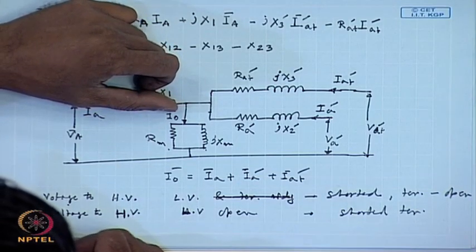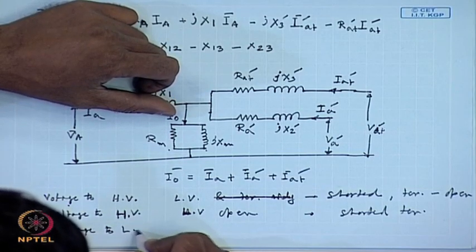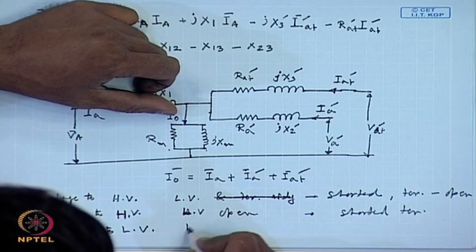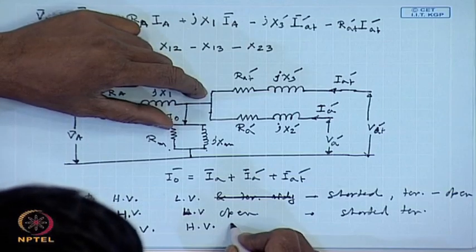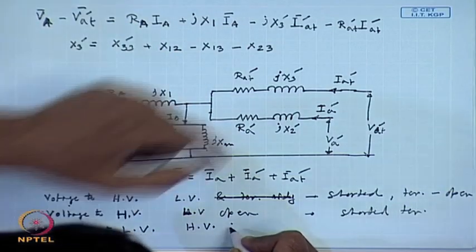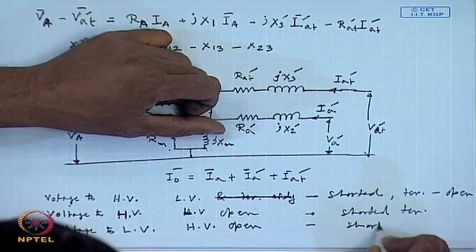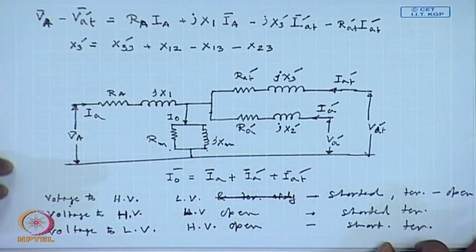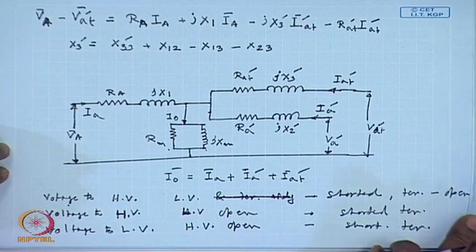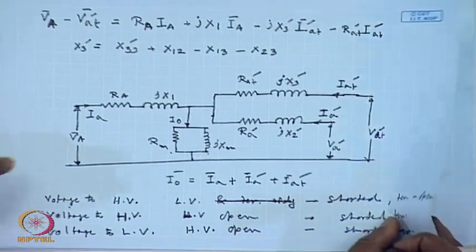Then voltage to LV winding, HV winding is left open and short circuited tertiary winding. From these 3 sets of short circuit test data, we can find out the parameters of a 3 winding transformer. Let us see how through an example.